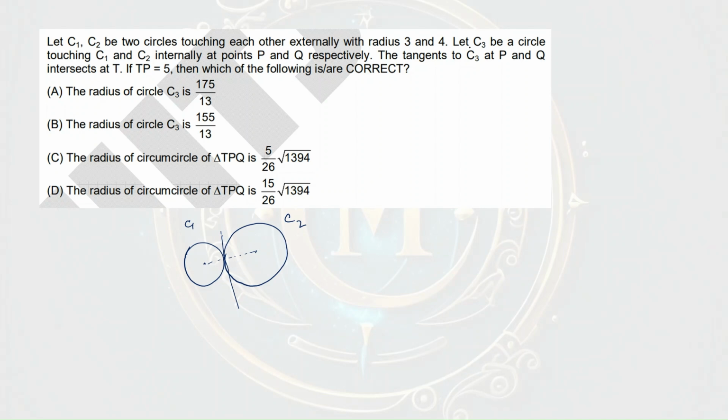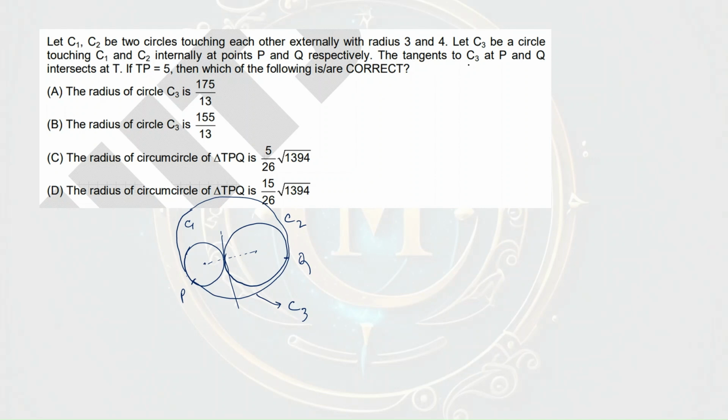Now it says that C3 be a circle touching C1 and C2 internally at points P and Q respectively. So C3 will be somewhat like this. This circle here is C3, and C3 touches C1 internally and also C3 touches C2 internally. This is the point P and this is the point Q.